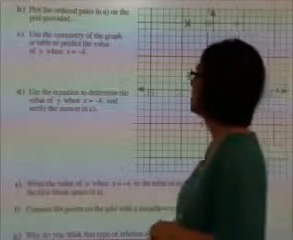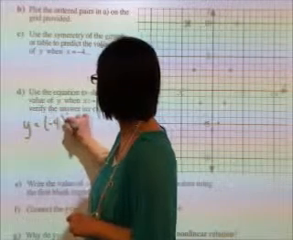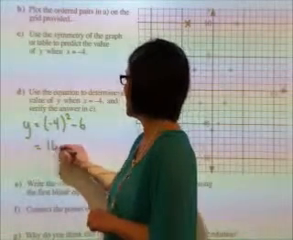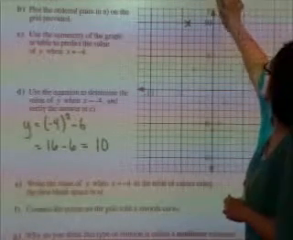Then question D says use the equation to determine the value of y when x equals negative 4, to verify what you did in part C. So in my equation, y equals x squared minus 6, negative 4 squared equals 16, and 16 minus 6 would give me my 10. Then it says write the value of y when x equals negative 4 into the table of values using this blank space. So when x equals negative 4, y equals positive 10.